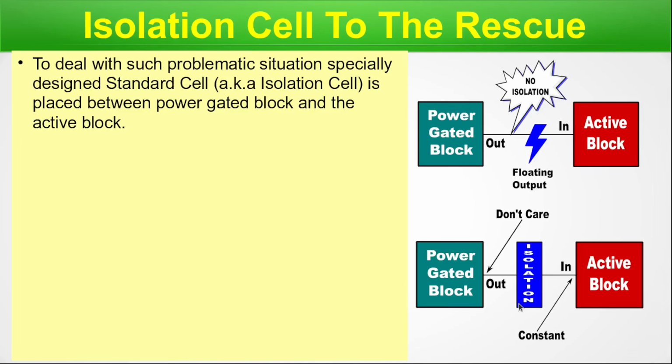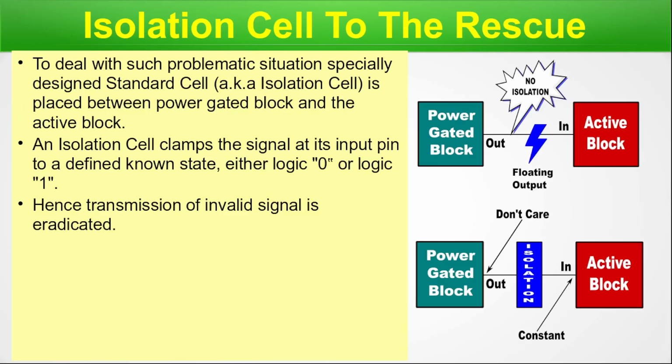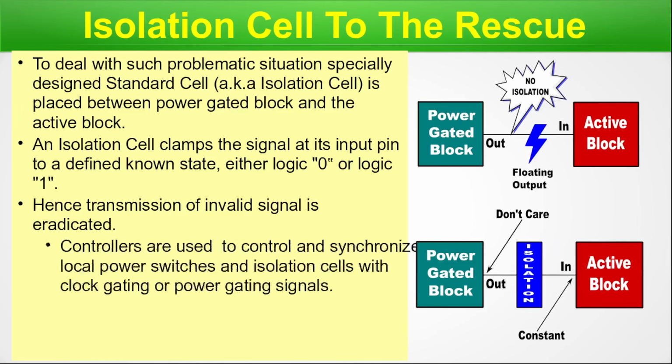This is the beauty of the isolation cell, and this is how we solve our problematic situation as shown in this infographic with the insertion of the isolation cell. An isolation cell clamps the signal at its input pin to a defined known state, either 0 or 1. Hence, transmission of invalid signal is eradicated.